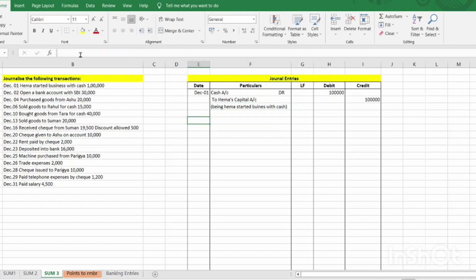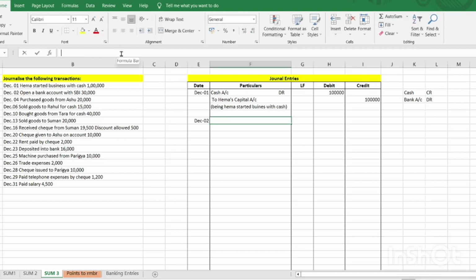Next entry, December 2, opened bank account with SBI, 30,000. Now you are depositing rupees 30,000 in the bank account. Let us analyze the transaction first. Here we have cash account and bank account, and we know cash account is a real account, and here it's going out of the business and we are depositing it into the bank account. So debit what comes in, credit what goes out, this will be credited. And since bank is the receiver, debit the receiver, credit the giver, so bank account will be debited.